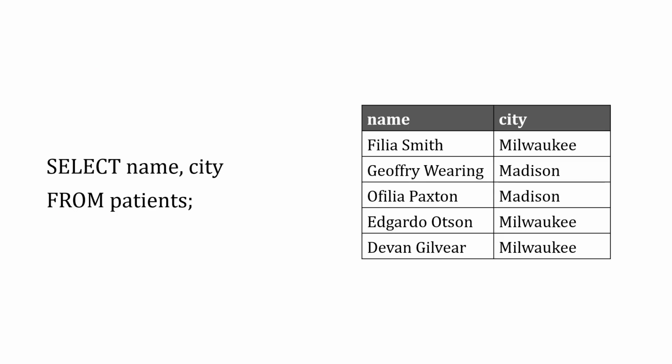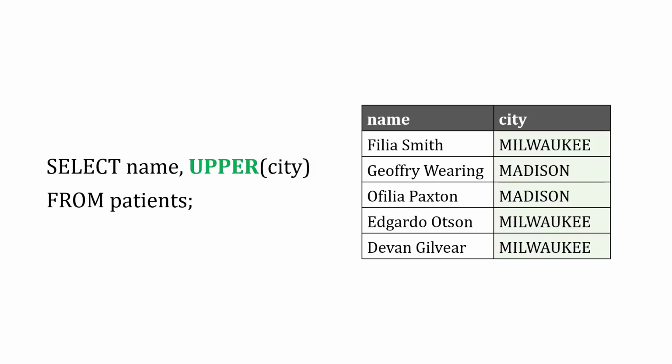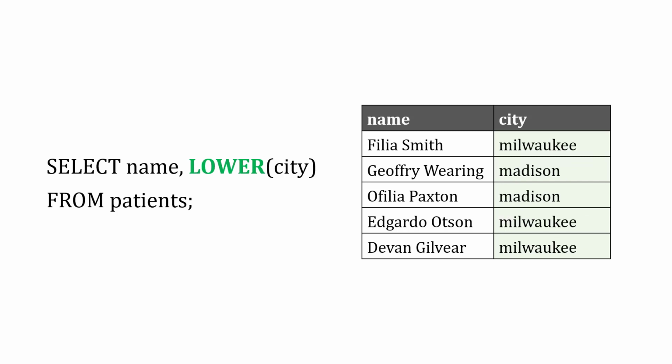So here's an example. Let's say we were pulling information from a patient's database and we want to pull the name and the city. And here's what it looks like. If we were to use upper, it's going to take the city results, because that's what we put the upper function in, and it's going to make it all uppercase. If we change that to lower, it'd make everything lowercase.